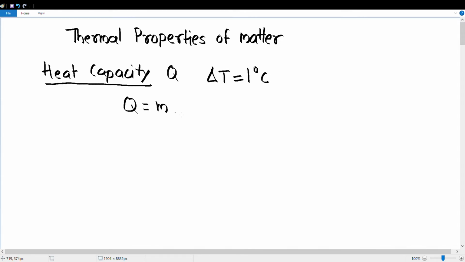This heat capacity Q is the product of mass of that body into specific heat capacity into change in temperature, and this change in temperature is 1 degree Celsius. So this heat capacity is mass of the body into the specific heat capacity.